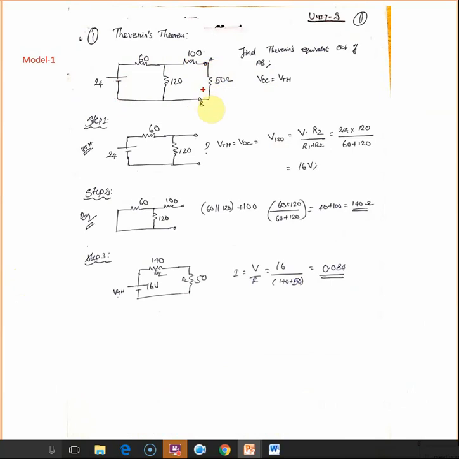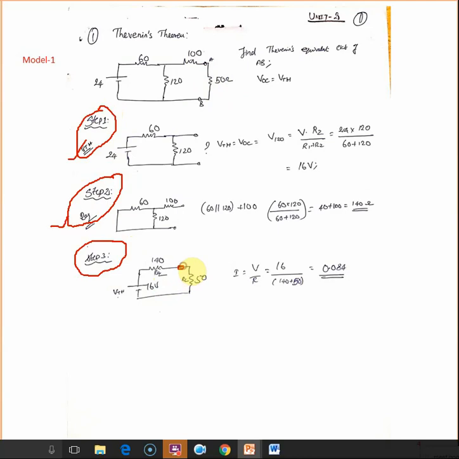This is terminal A and terminal B, and between them a 50 ohm resistor is there. This is called the load terminal, the load resistance. Okay, step number 1: find the Vth. Step number 2: find the Rth. Step number 3: substitute the Vth value and the Rth value into the equivalent circuit.